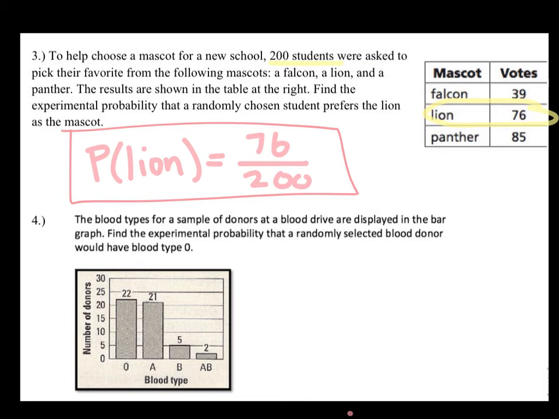So then we've got the blood types for a sample of donors at a blood drive. They're displayed there in that bar graph, and it says find the experimental probability that a randomly selected blood donor would have blood type O. So the probability of type O.